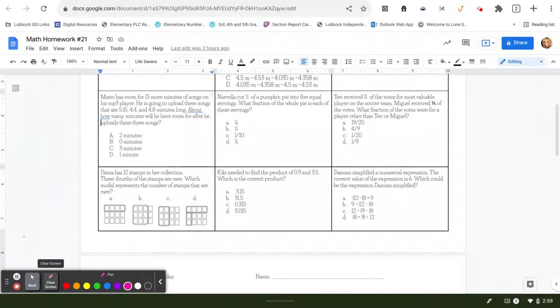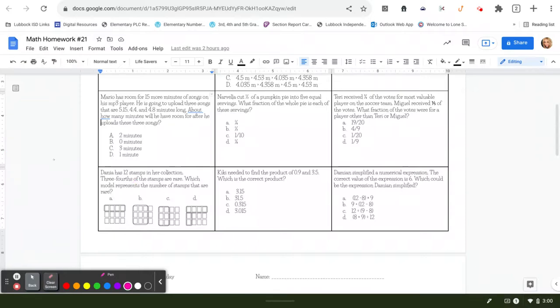Next, Dana has 12 stamps in her collection. 3/4 of the stamps are rare. Listen to what I just said. 3/4 of 12. 3/4 of 12. Which model represents the number of stamps that are rare? If it were me, I would solve this right here and go find which model matches what you've got.